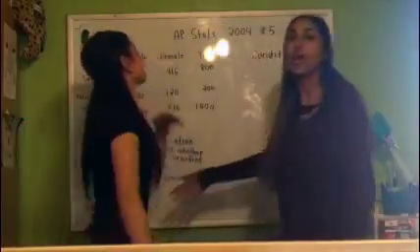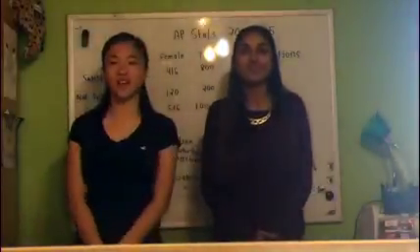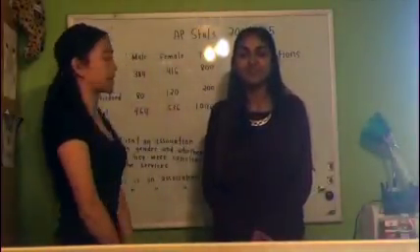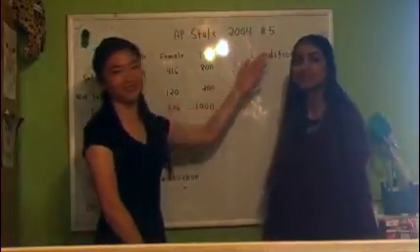Today, we'll be showing you how to do a chi-square test of independence. So today, we'll be looking at the AP Stats exam from 2004, and we'll be doing question 5.